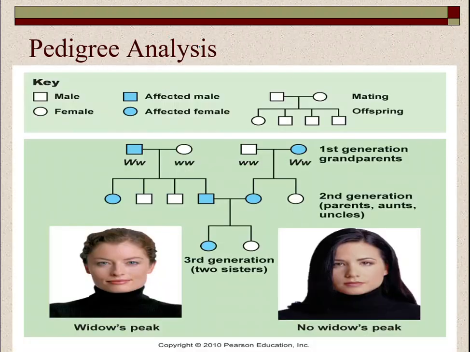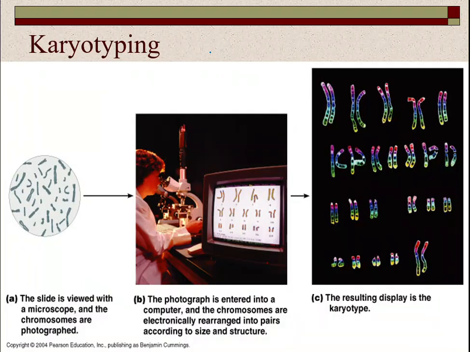So the first one will be pedigree analysis. Now, a pedigree can be constructed from your family history, and using that, it can determine your likelihood of inheriting a genetic disorder or a specific trait. The other one is karyotyping.